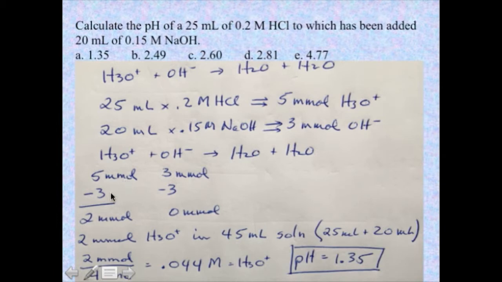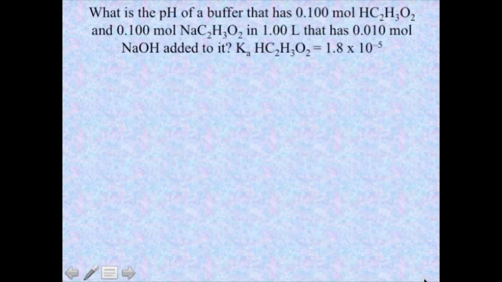Of the 5 millimoles, 3 millimoles of hydronium ion will react with and be neutralized by the hydroxide, leaving behind 2 millimoles of hydronium ion and 0 millimoles of hydroxide. So we know we have 2 millimoles of hydronium ion in a total of 45 milliliters of solution. That's 25 milliliters from the acid mixed together with 20 milliliters from the base. So 2 millimoles divided by 45 milliliters is 0.044 molar hydronium ion. Converting that with the negative logarithm into pH, we get a pH of 1.35. Now how about this question?